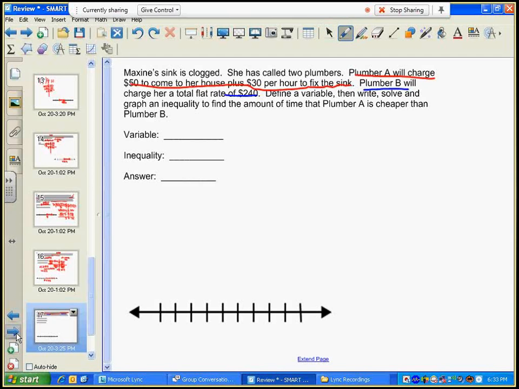Since I drew all over the words, I'm taking them off. Goodbye. But I'll just do plumber A in red, and I'll do plumber B in blue. So define a variable, then write, solve, and graph an inequality to find the amount of time that A is cheaper than B. So I'm looking for the number of hours. So I'll say the variable H is hours. And because they charge for the hour, if you work a partial amount, then guess what? They charge you for the whole hour. So like if they work 20 minutes, sorry, you get charged for an hour.